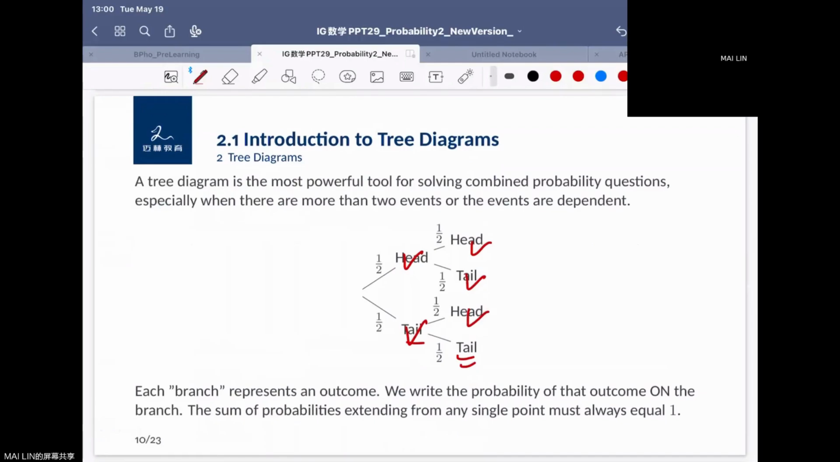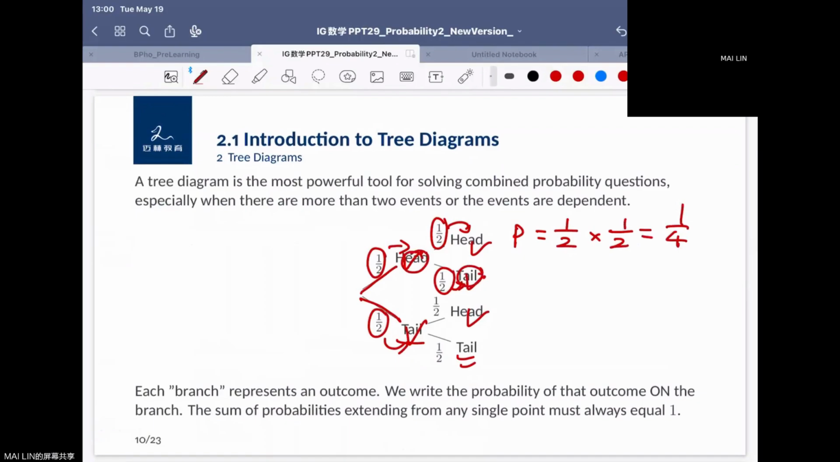I'll just show you that. So you can find here each multiple choice is like a branch, a half for the head and a half for the tail. Another half for head, another half for the tail. Okay, that is it. So we can say here, if you want to calculate the exact probability of the two heads, using the independent event equation, that is 1/4, right?